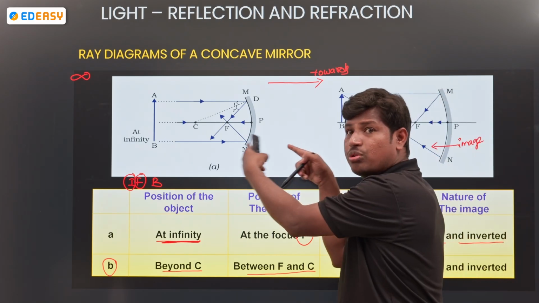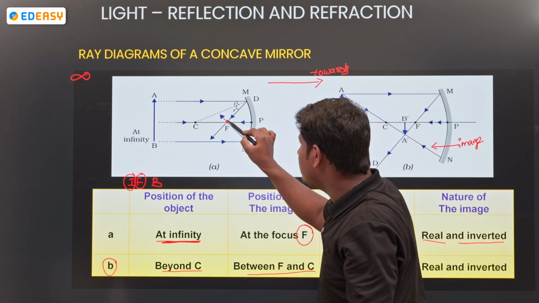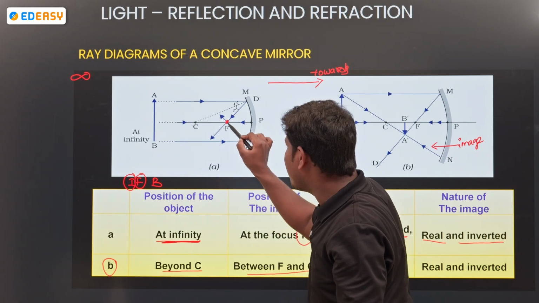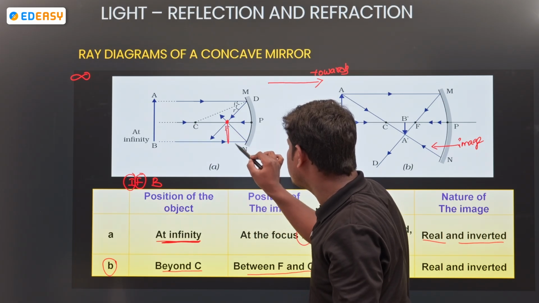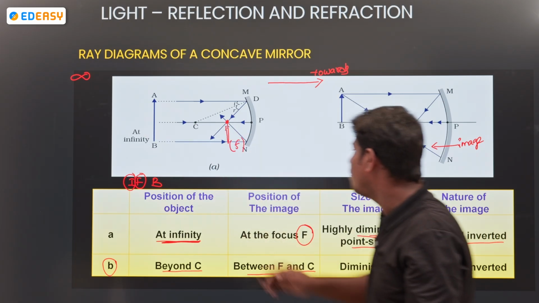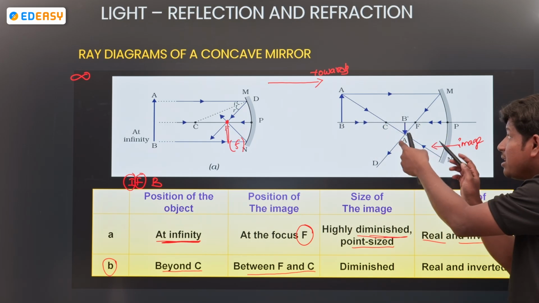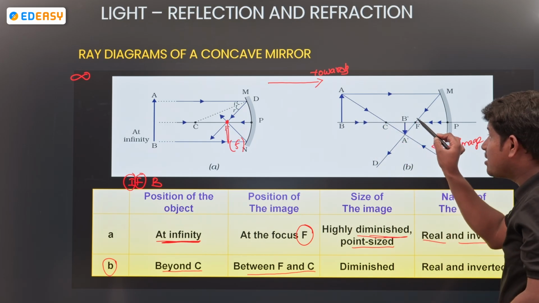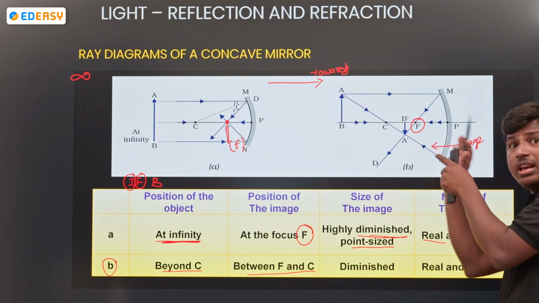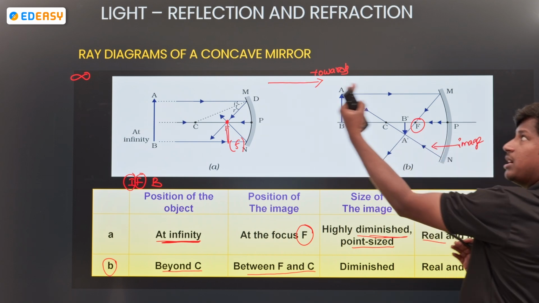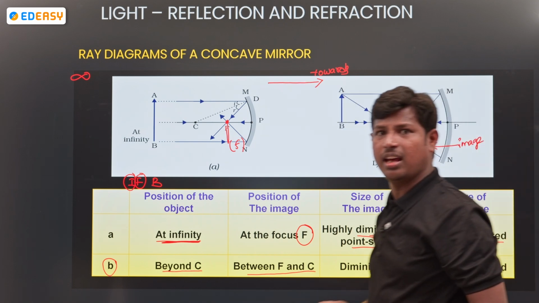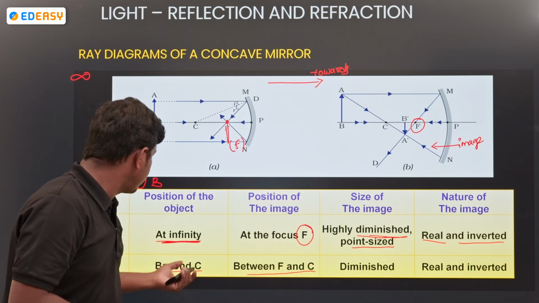Just compare these two diagrams. Where is the image initially? If the object is at infinity, the image is at F. If the object is beyond C, where is the image? See, it crosses F. That means the image is going in this direction while the object is coming in this direction. Clear? Okay.